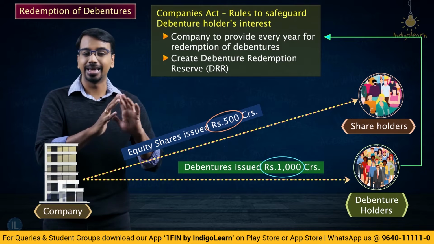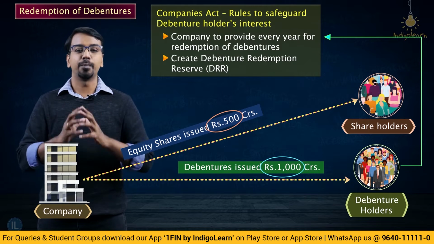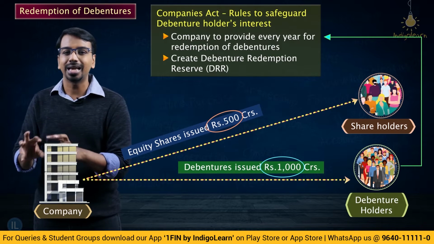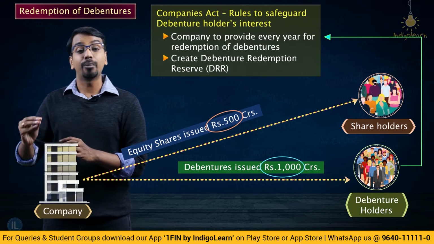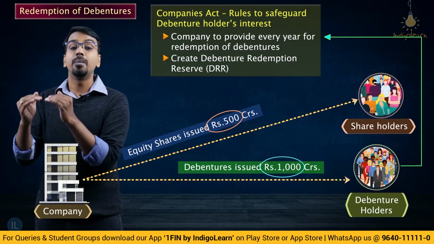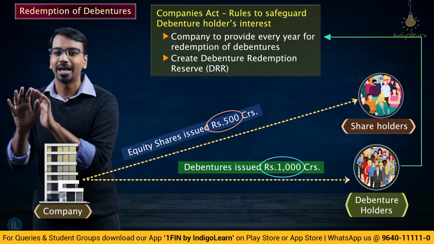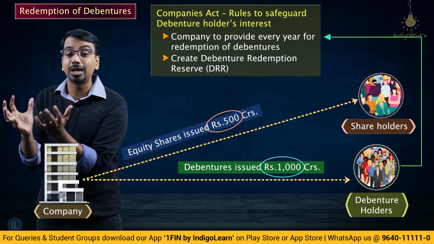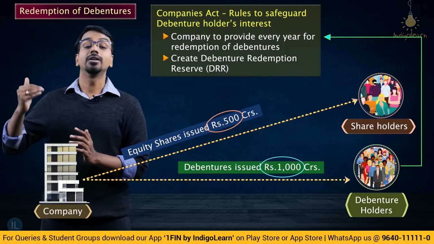So to avoid this scenario, there are provisions in the Companies Act which provide that the company has to transfer a specific amount out of this general reserve to a separate account called debenture redemption reserve account. Now this debenture redemption reserve account cannot be used for payment of dividend.